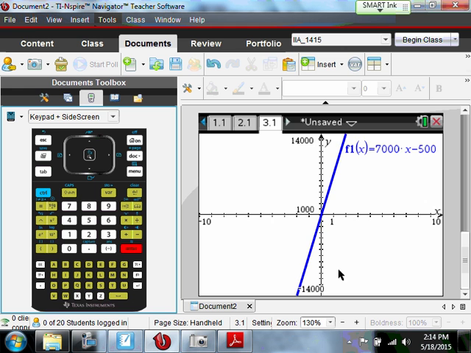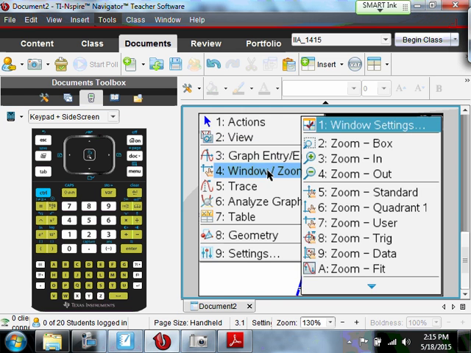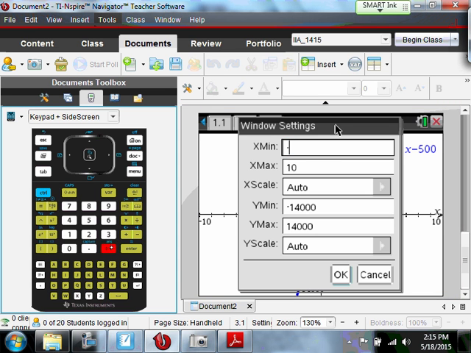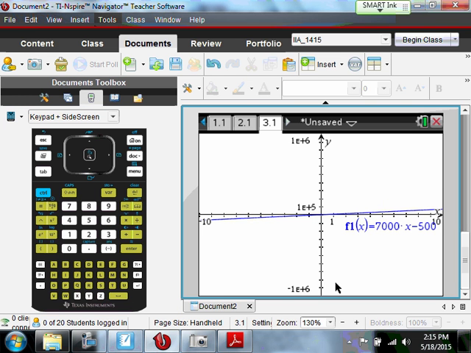A million to negative a million? There's a way to get times 10 to the, it's an EE. I don't see it. Here it is. Negative 1 million. Whoops, wrong one. Thank you. So negative 1 million to positive 1 million. Let's try that. Now that's not so good.